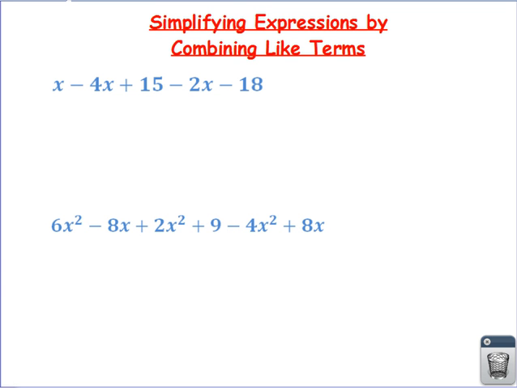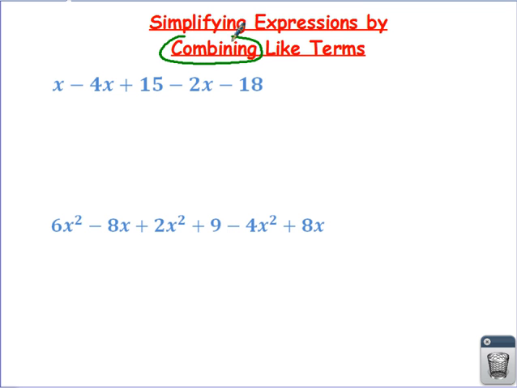Now we have two different examples for today. Our first example is x minus 4x plus 15 minus 2x minus 18. And our second example is 6x squared minus 8x plus 2x squared plus 9 minus 4x squared plus 8x. They sound complicated, so our goal is to simplify them. And the way that we simplify them is, again, by combining like terms.